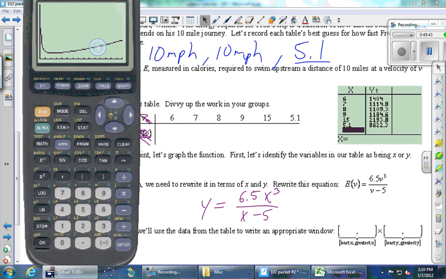But then if you go too fast, if you go way to the right, you're going really quick, it turns out you start using more and more energy. So what we're after, and what a lot of calculus is after, is finding that bottom point. So we will get there on Friday.